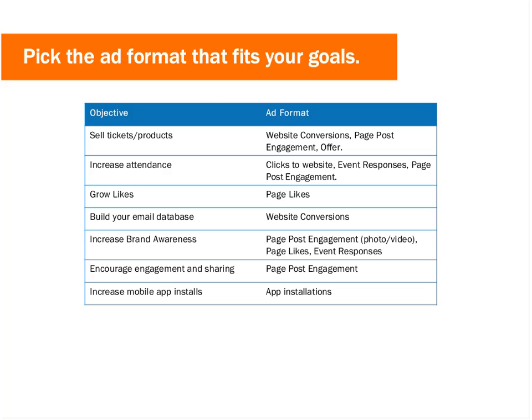You can build your email database. We've used this quite regularly for clients. Facebook is a great way to do that, but you need to land them somewhere else to, say, enter a competition. So we would use website conversion format to do that. You can increase brand awareness. I really think that page post engagement is absolutely the best way to do that, and particularly a photo post or a video post. You can encourage engagement and sharing with that page post engagement, of course, through encouraging people to like and share. And then you can increase mobile app installs if you have a mobile app. It's a great tool.